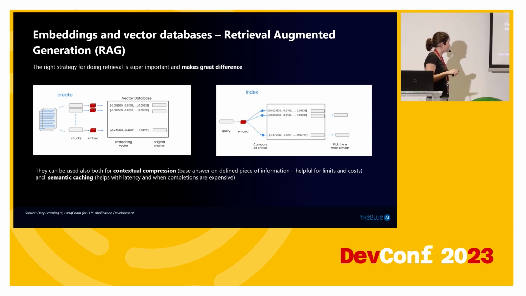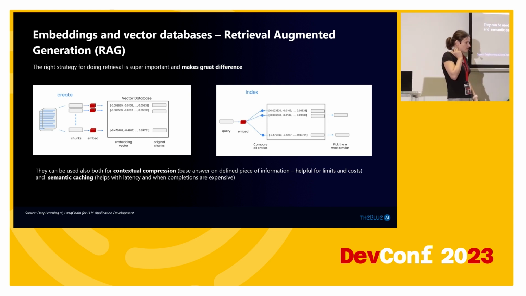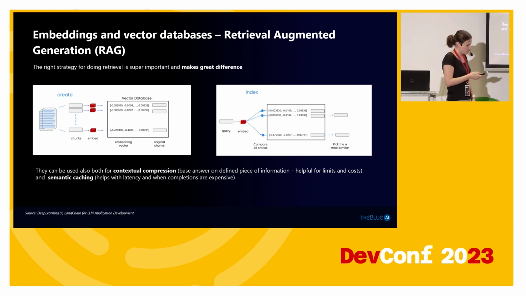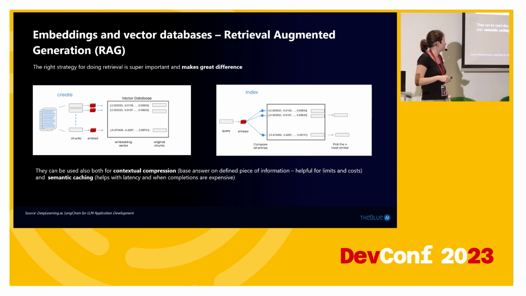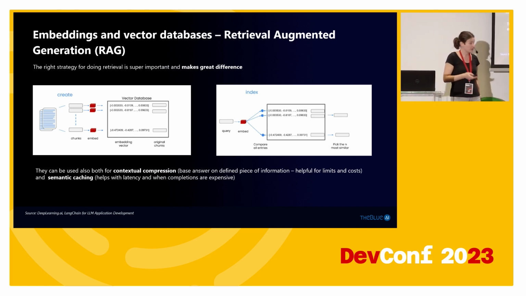And another thing that vector databases are used for is semantic caching. So it's a little bit similar to usual caching. We can store examples of the prompts and the answers in the vector database to decrease the latency. And also when the completions are quite expensive, we can just reuse them in some of the cases.